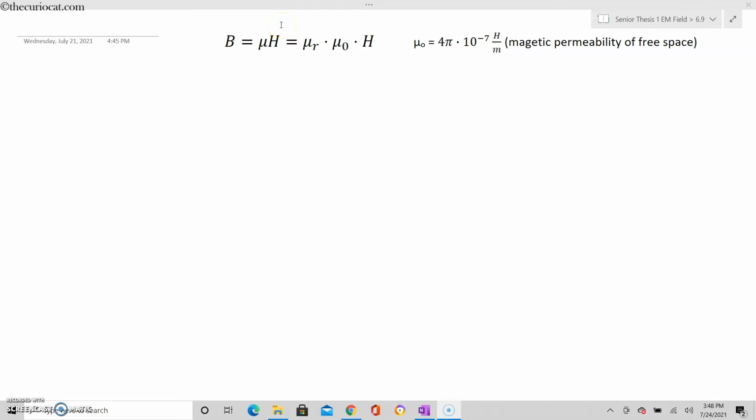B and H are related through this formula, where the mu stands for magnetic permeability. Mu can be further broken down into mu r, which stands for relative magnetic permeability, and mu naught, which stands for the magnetic permeability of free space, which is just the magnetic permeability of a vacuum.